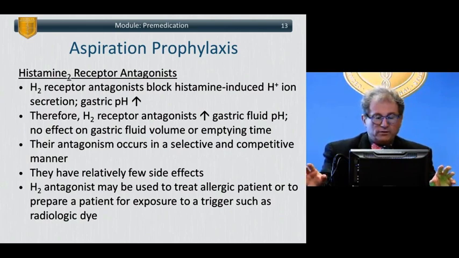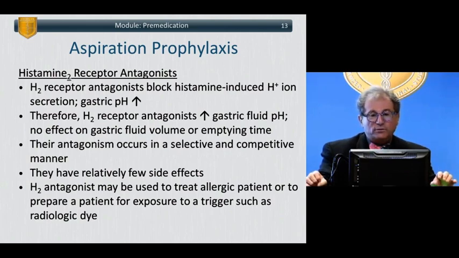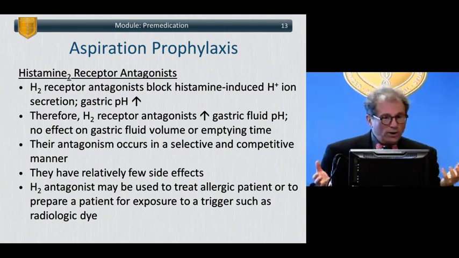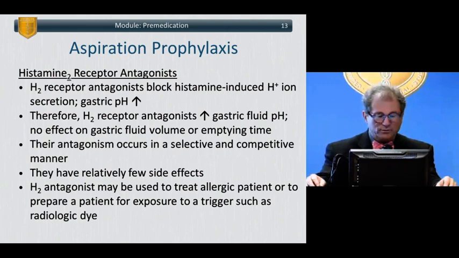there are some characteristic drugs that we do need to pay attention to. The H2 receptor antagonists block histamine-induced hydrogen ion secretion. They directly increase gastric fluid pH. So the H2 receptor antagonists increasing gastric fluid pH, however, have no effect on gastric fluid volume or emptying time. So they have a specific effect on one of the two characteristics of the gastric fluid. Their antagonism occurs in a selective and competitive manner with few side effects.